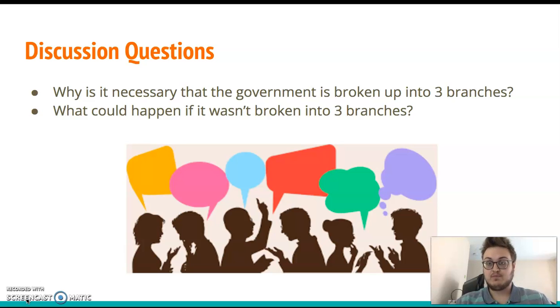So what could happen if it wasn't broken up into 3 branches? In that case, one of the branches could gain essentially ultimate power over our lawmaking process. So say the president wanted to create a law where you can't drive after 9 p.m. for whatever reason he wants to create that. He would not have to have approval from Congress and the Supreme Court to put that law into effect. So he could essentially create whatever law he wanted to, and we would just have to start following it.